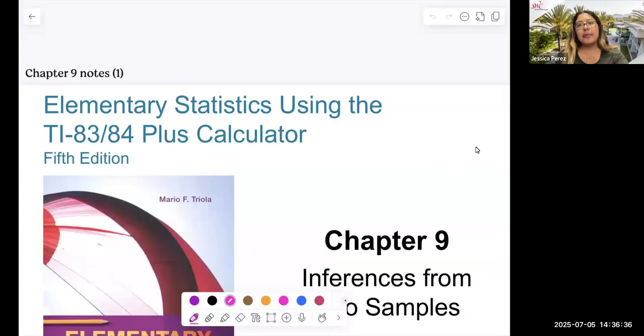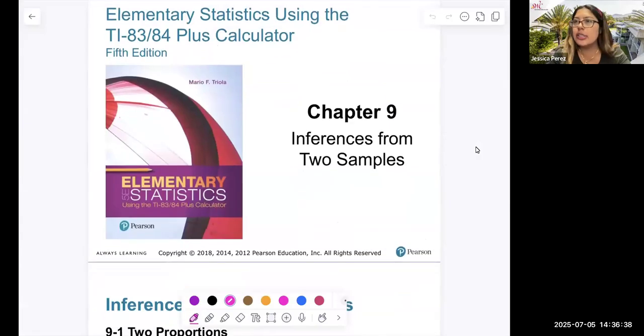Everyone, welcome to chapter 9. Chapter 9 is the continuation of chapter 8. So everything pretty much that you went over in chapter 8, we are going to be extending to chapter 9. In chapter 8, we talked about one proportion, one mean, one standard deviation, and one variance.